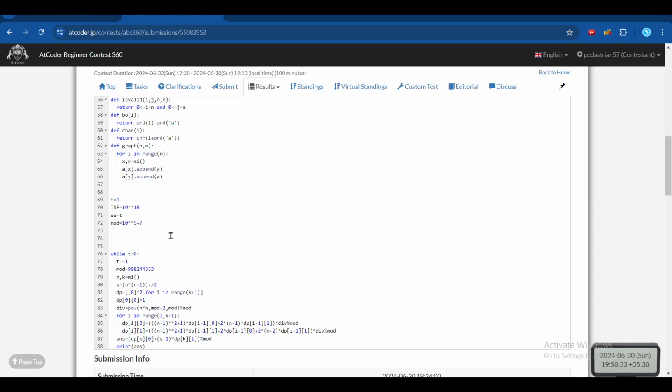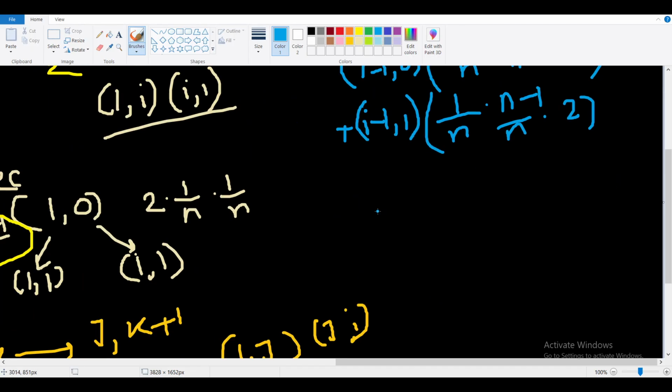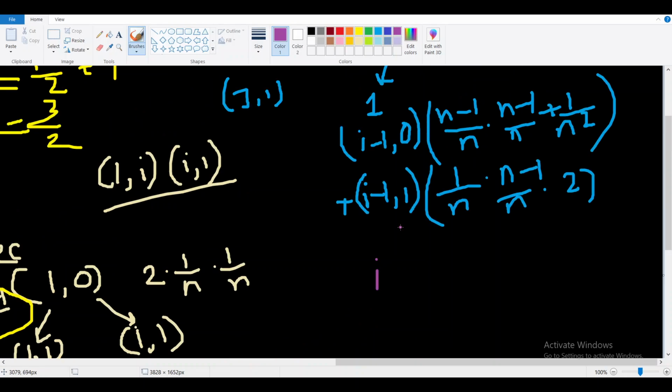So let's jump here. We are taking 1/n² as common, so dp[i][0] is nothing but 1/n² times ((n-1)² + 1) into dp[i-1][0] plus 2 into (n-1) into dp[i-1][1]. Okay, so we have made the transition for the ball being at 1. Now let's figure out the ball being at anything other than 1.